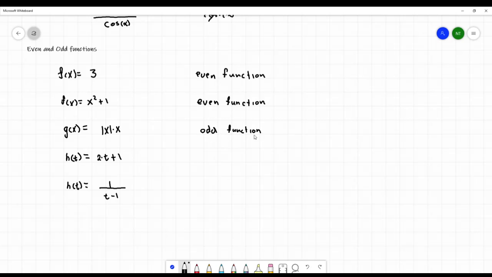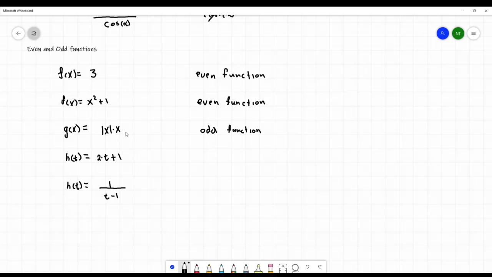Because if we plug in f of 1 here, f of 1 is going to equal 1 times 1, which is going to be positive. Now let's put in f of minus 1. Minus 1, the absolute value is going to be positive, so it's going to turn it into 1, and times it by minus 1, it's going to be negative.